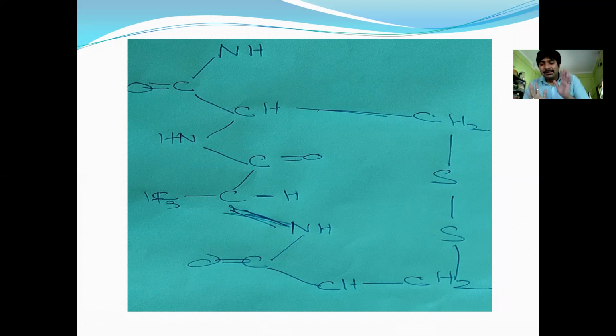So a disulfide bond is formed between two same or different peptides having side chain of the peptides CH2SH.